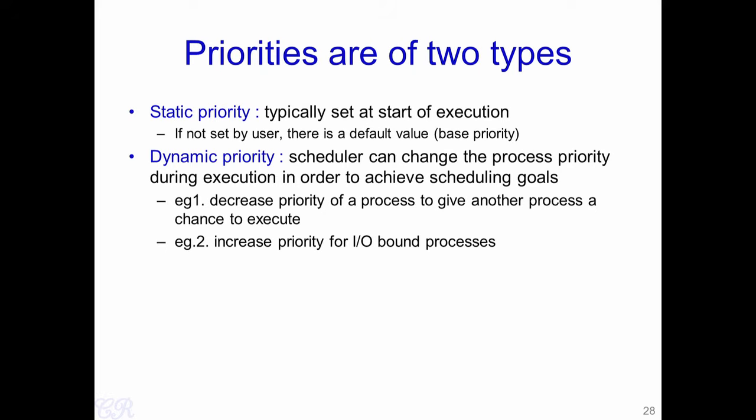For example, the scheduler could decide to decrease the priority of a process in order to give another process a chance to execute. Another example, as we have seen before, is to increase the priority of I/O bound processes, since I/O bound processes would typically require a faster response time.